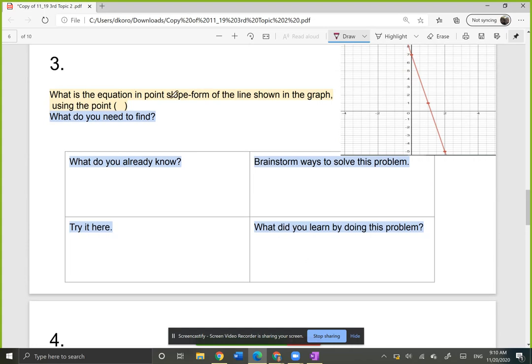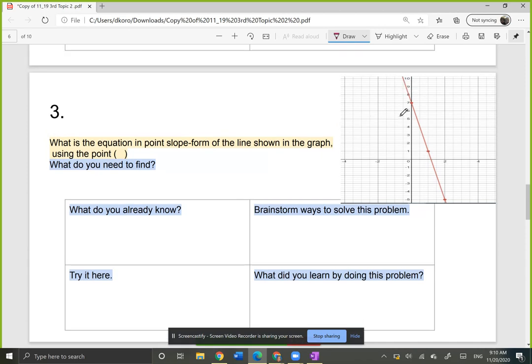Okay, what is the equation in point slope form of the line shown in the graph using the point? Oh, I wanted to use this point here, which was 1, 1. I wanted to tell you to use 1, 1. But whatever point you use, that's okay. I'll look at your work. So 1, 1. Okay, so what do we need to find?